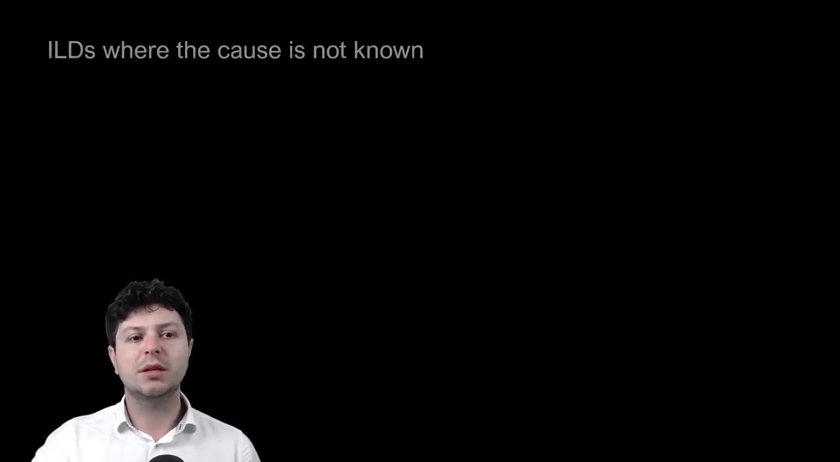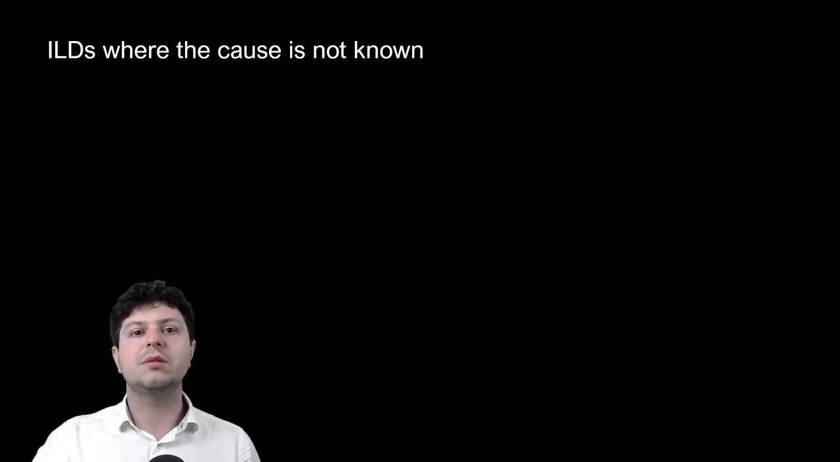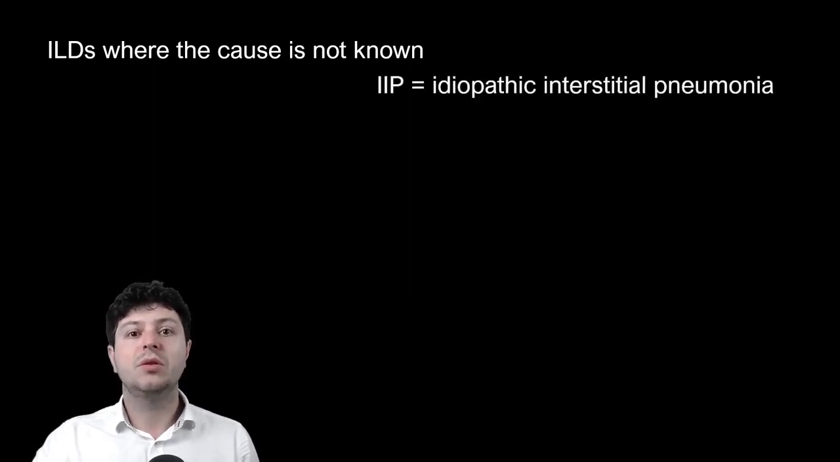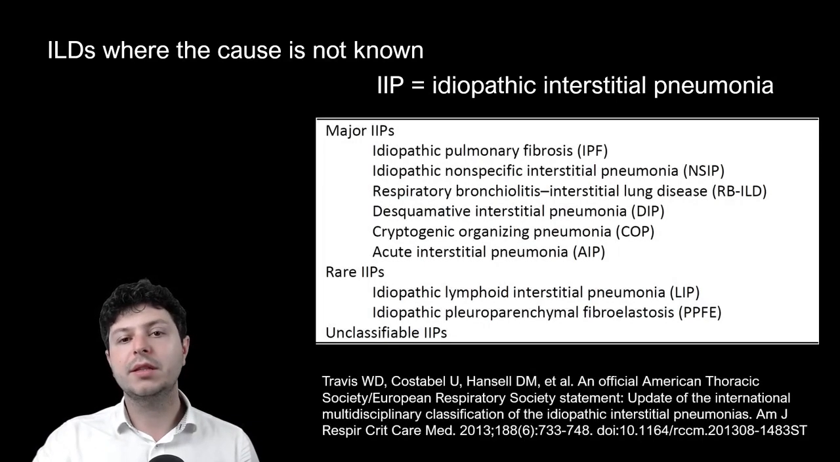That being out of the way, we are talking about interstitial lung diseases where the cause is not known. So you have scarring of the lungs, you have inflammation of the lungs, you don't know what the cause is, you can't find the cause, and then you classify the condition based on its pattern, based on its presentation, history, other factors, into, let's say, an idiopathic interstitial pneumonia, or an IIP. This is classified as such.